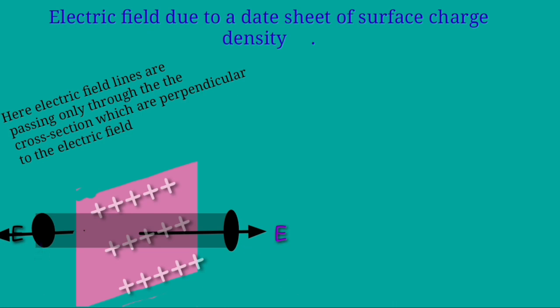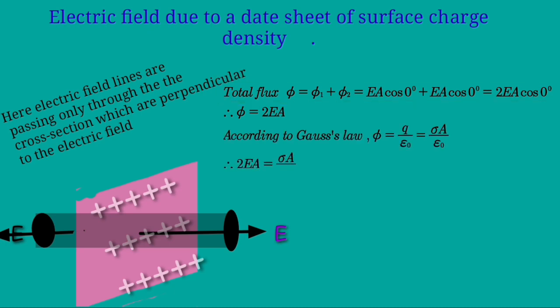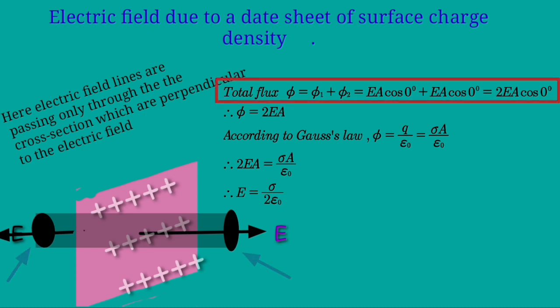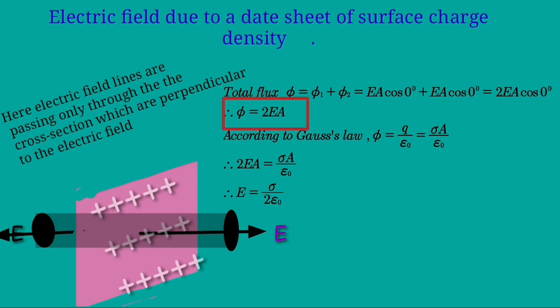or capital A. Now the total flux phi is equal to phi 1 plus phi 2, where phi 1 and phi 2 are the fluxes passing out through the cross section which are perpendicular to the sheet. Here the value of phi 1 is equal to EA cos 0 degree and the value of phi 2 is the same, which is EA cos 0 degree. Therefore total flux phi is equal to 2 into EA.